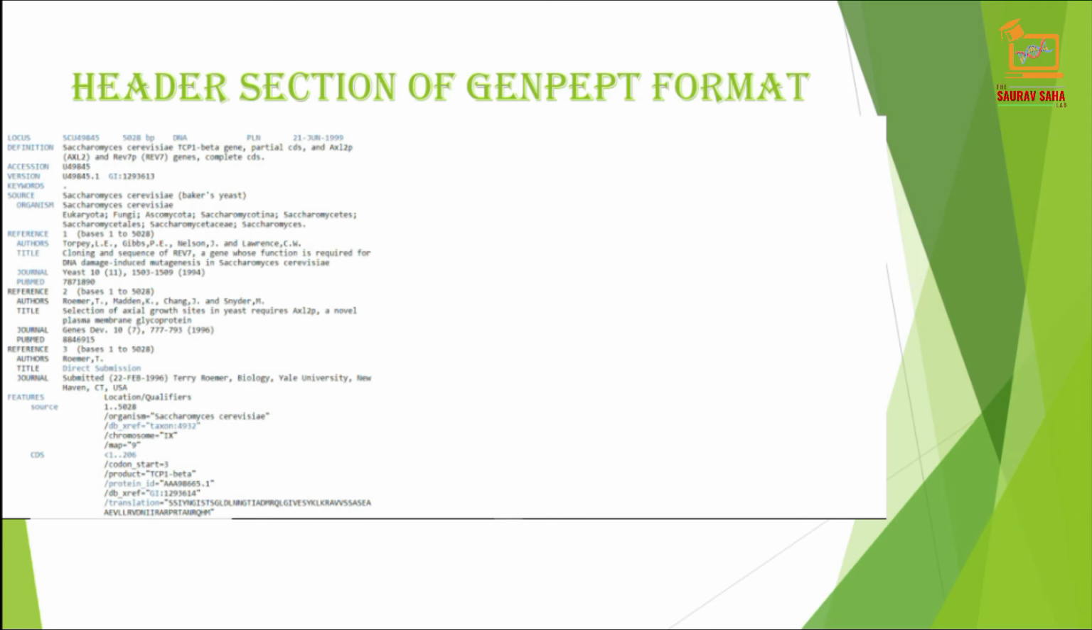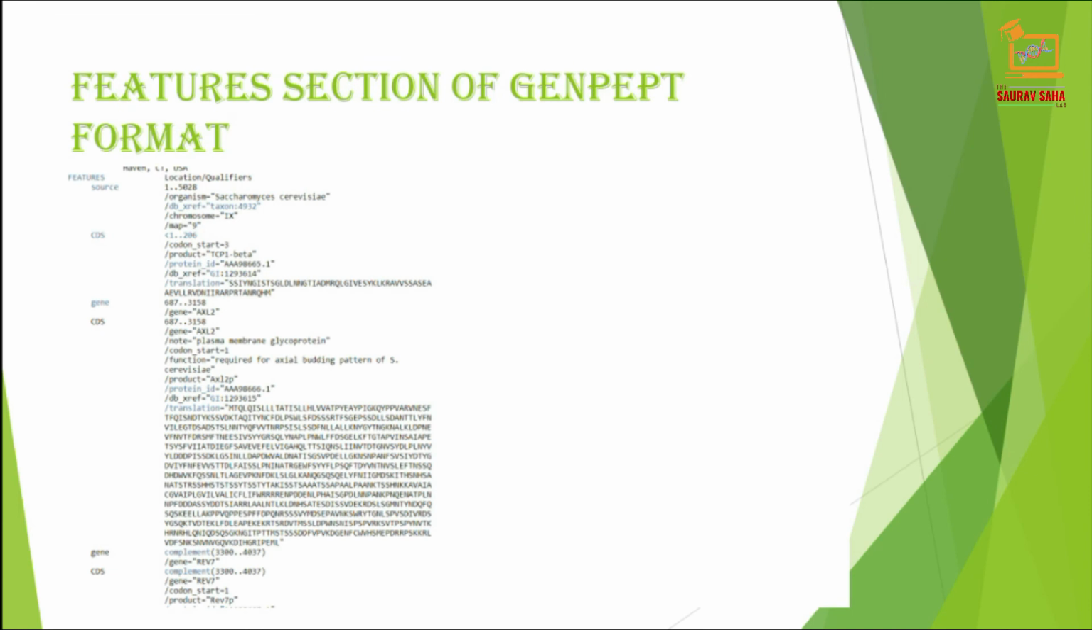Header section of GenPept format. It contains locus, definition, then accession and version, keywords, source, organism, reference, authors, title. Feature section of GenPept format. It contains features, source, coding sequences, gene. Sequence section of GenPept format contains origin; it starts with ORIGIN.